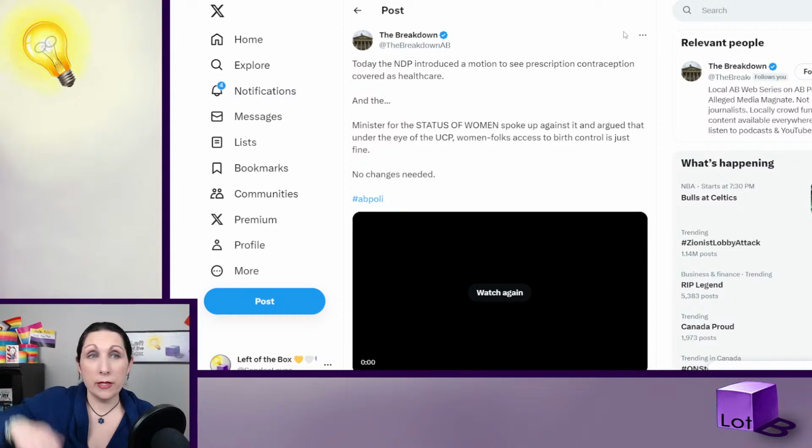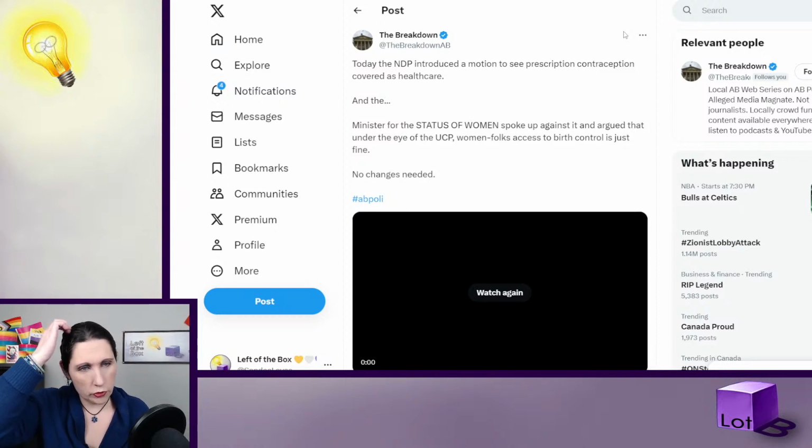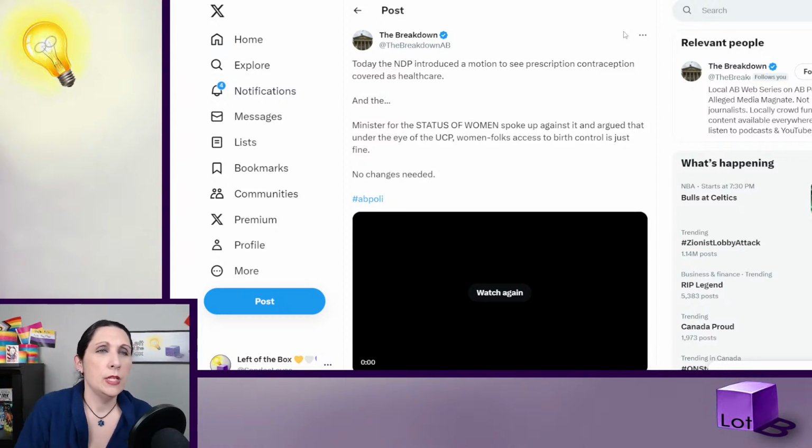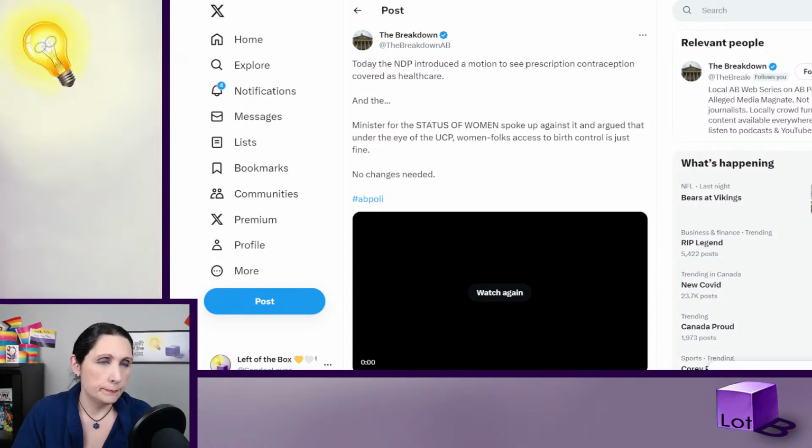Some news in Alberta. NDP tried to do something good. So today the NDP, so if you want to know about what's happening in Alberta, on Twitter you go to the Breakdown AB, and they do an amazing job of covering Albertan news. And yeah, Alberta is kind of like for Canadians who want to go to the United States but don't want a passport.